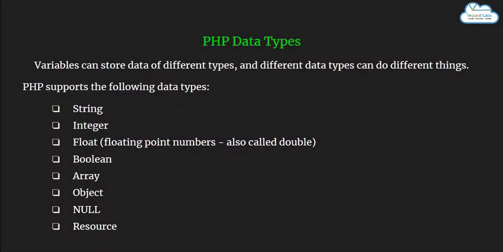Now the data types, right? So let us learn about the data types which are used in PHP. Variables can store data of different types, and different data types can do different things. PHP supports the following data types: string, integer, floating numbers also called double, boolean, true or false, array, a collection of elements, object, null, and resource. So all these data types are supported by PHP. Let us look at each one.